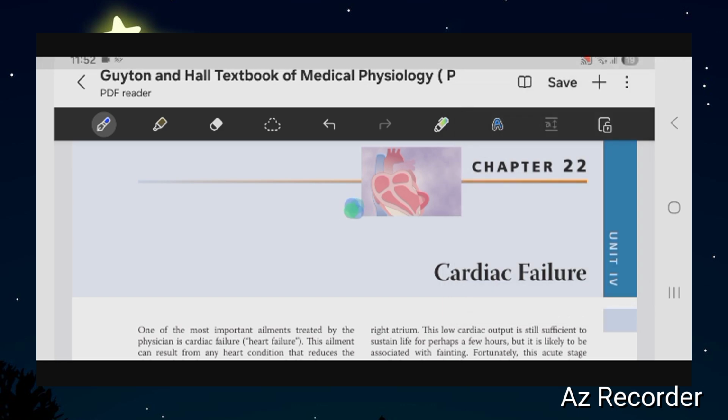Okay, so we were discussing cardiac failure. Okay, so what's cardiac failure? It's also called heart failure. Yeah, what happened? Sorry.